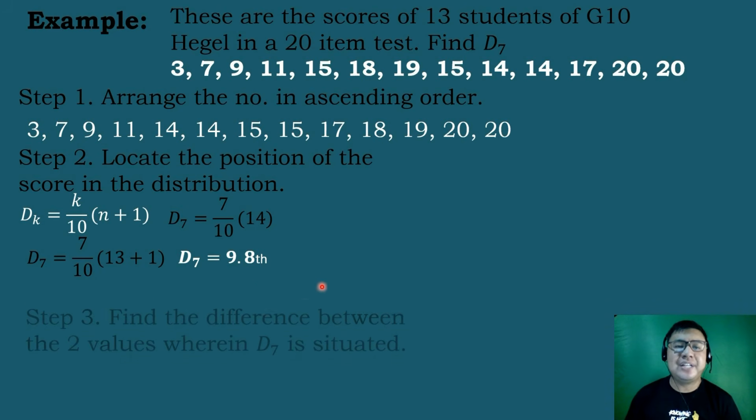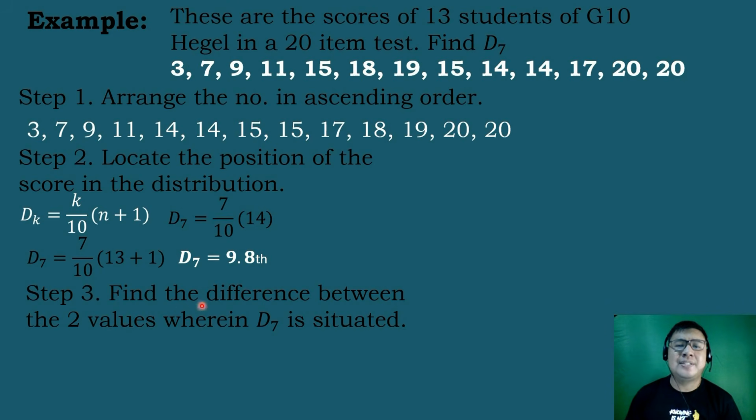And after this, we will now proceed with step 3, and we will find the difference between the two values wherein decile 7 is situated. The position of decile 7 is 9.8. Therefore, decile 7 is situated in between the 9th and the 10th number of this set of numbers.